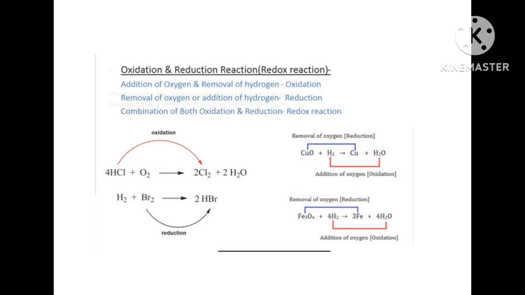As you can see on the screen, I have written some examples. CuO reacts with hydrogen gas and CuO is reduced to Cu, that is copper. At the same time, hydrogen gas molecule gains that oxygen and is oxidized to water. So here reduction and oxidation are taking place together. So this type of reactions are called redox reactions.